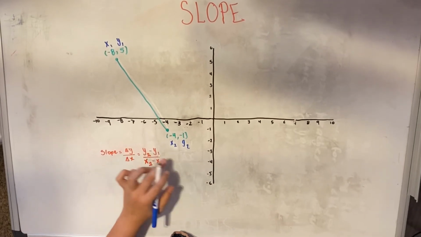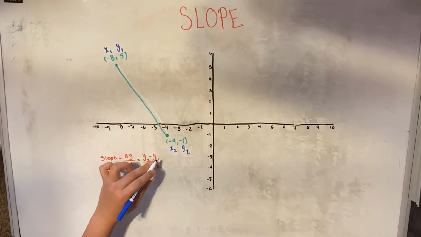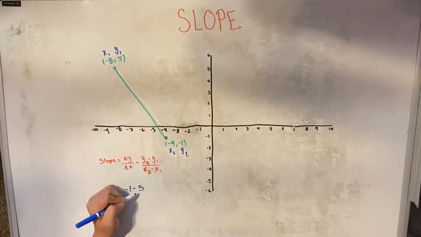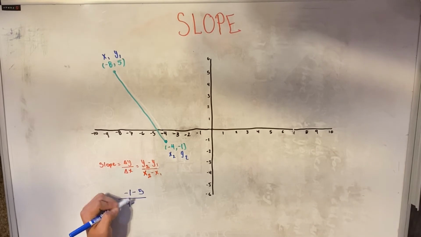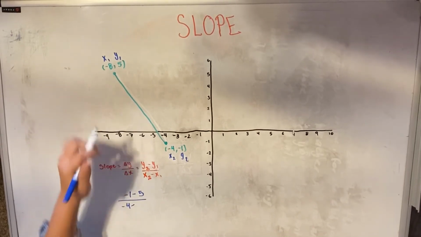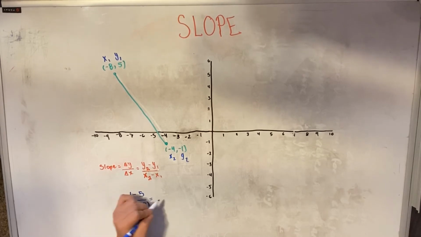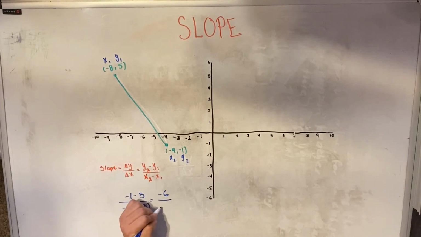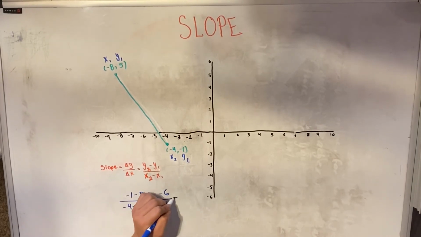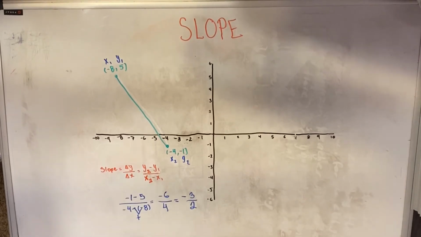Now let's plug in. So y2, -1, minus y1, 5, over x2, -4, minus x1, -8. Now this turns into a positive, so 8 minus 4 is 4. Now we simplify the fraction, and we get -3 over 2 as our slope.